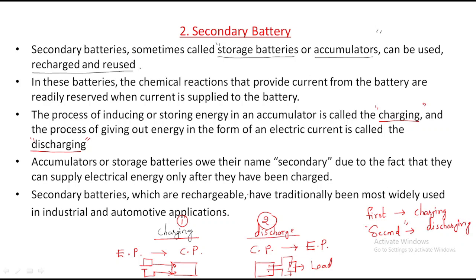Secondary batteries, which are rechargeable, have traditionally been most widely used in industrial and automotive applications. These are the two main applications. Secondary batteries are simple. First they charge from the electrical power of the supply, taking electrical power and storing it in the form of chemical energy. The discharging process means giving supply to the load.